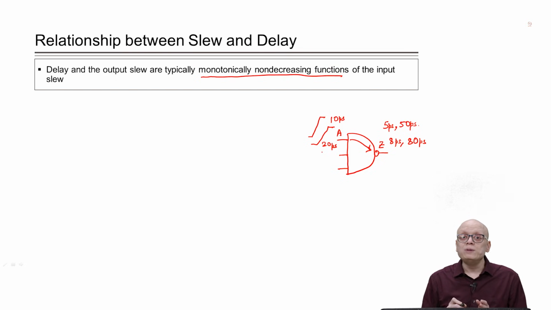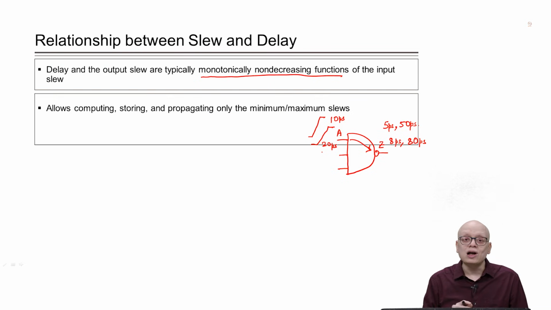So, this is what we mean by saying that the delay and the output slew for a timing arc are a monotonically non-decreasing function of the input slew. And what is its implication? The implication is that it allows us to compute, store and propagate only the minimum and maximum value.